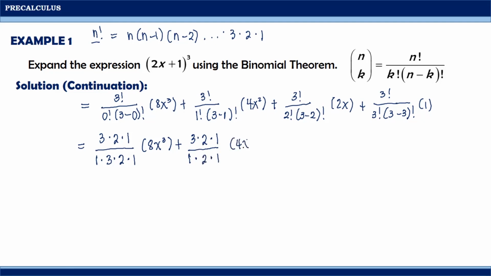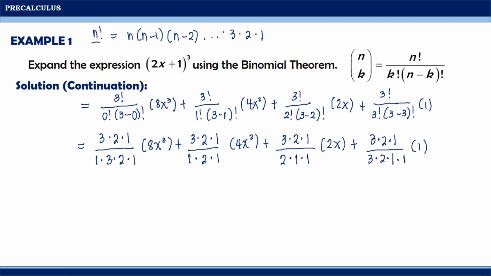Then copy 4x squared plus 3 factorial. Again, that is 3 times 2 times 1 all over 2 factorial, which is 2 times 1, and then times 3 minus 2 is 1. Factorial is still 1. Then copy 2x plus 3 factorial is 3 times 2 times 1 all over 3 factorial is 3 times 2 times 1 times 3 minus 3 is 0 factorial is 1 times 1.